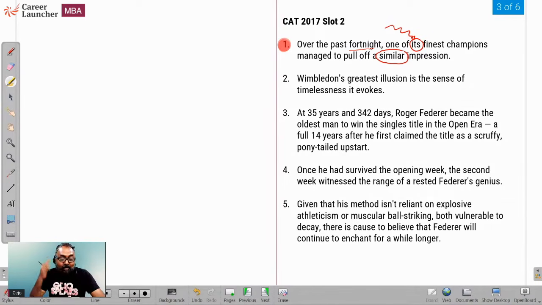Sentence number 1, if sentence number 1 has to exist in this paragraph, it definitely requires some other sentence for its support. So you have got a similar what? You have got a similar impression. One of its finest champion. What is its finest champion? Wimbledon's greatest illusion is a sense of timelessness it evokes. This makes sense. Now, probably this one, and we are looking at this impression. It's about the illusion in the sense of time it evokes, and probably 2 and 1 go together perfectly.